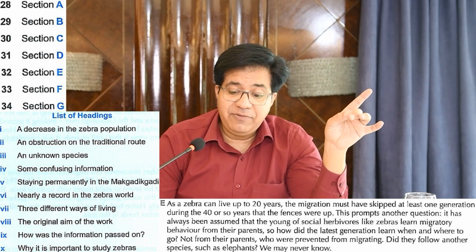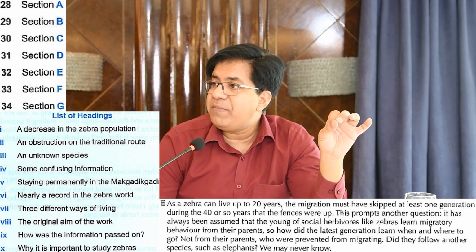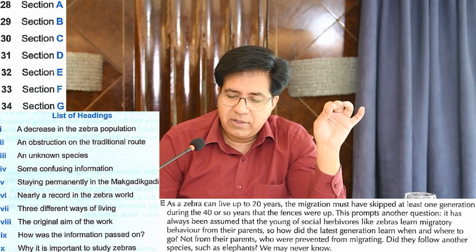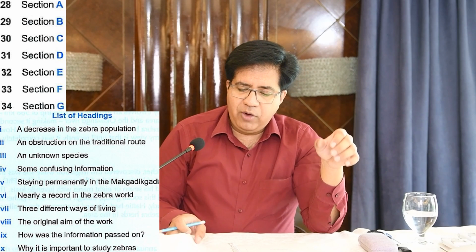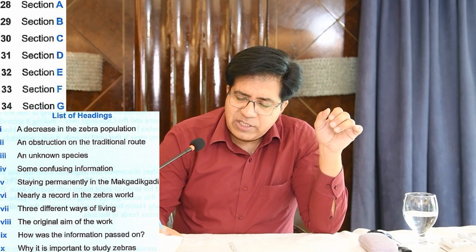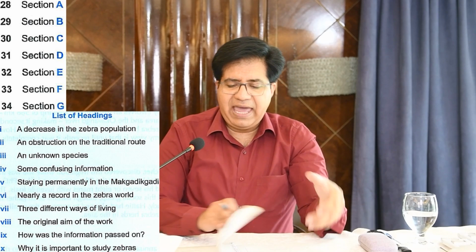Heading number 9. Well done. How was the information passed on? Okay, heading number 9 is correct for that. Okay, now we go on. We will cross heading number 9 as well. So we've got paragraph F.